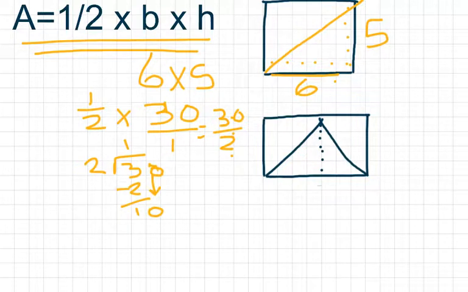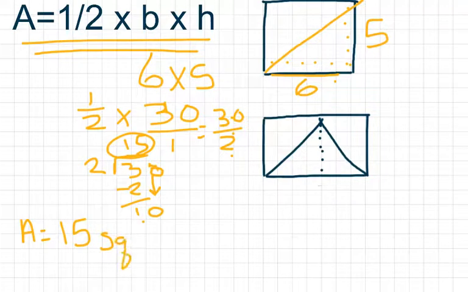Not easy writing with these pens. 5 times 2 gives me 10. Therefore, this is 15. So how would I write this? I would say area equals 15 square what? Square units, just the way I wrote it on the other page.